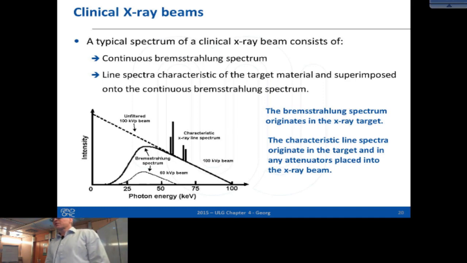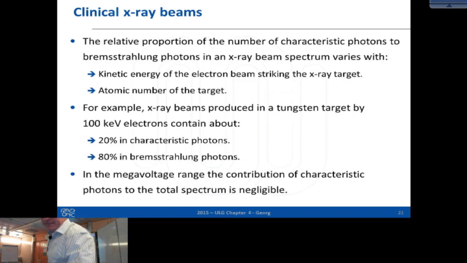That's why we use additional filtration. Remember these filters that we have to put in the X-ray unit, and without having the right filter and energy combination, we cannot switch the beam on. And these filters take off these low energy parts of the spectra, and we want to use the higher energy parts for therapy.